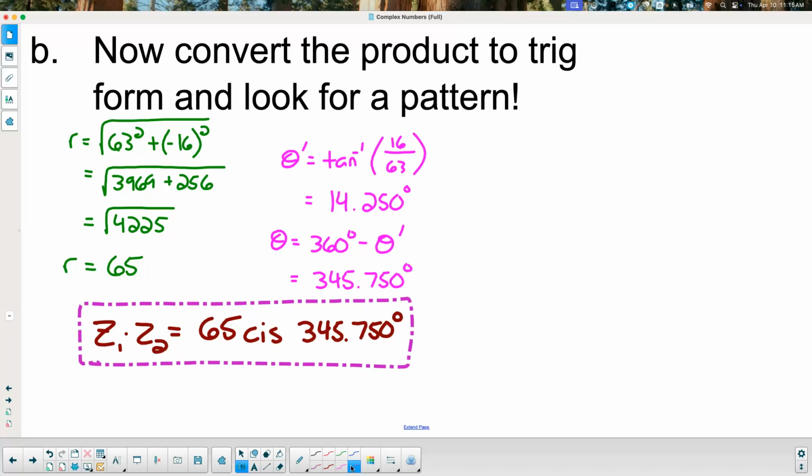I'm going to fill up this space over here with some stuff. The first one is Z sub 1, which was 3 plus 4i. Z sub 2 was 5 minus 12i. And the product was 63 minus 16i. Yes? Does anybody see a pattern in the blue numbers?